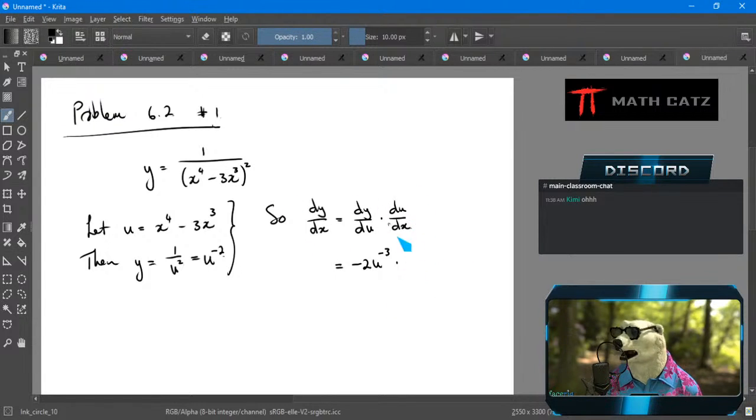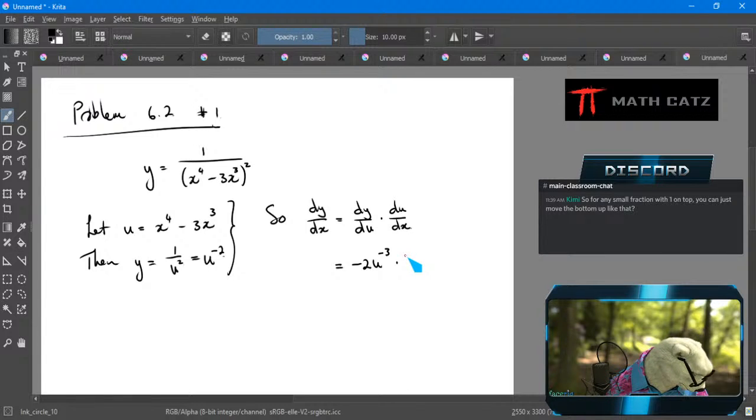Okay, so now the second part of the chain rule says multiply with the derivative of u, which is a function of x. That's the first line here, where u is a function of x. Let's check here. For any small fraction with 1 on top, you can just move the bottom up like that. Absolutely, I can. Yes.